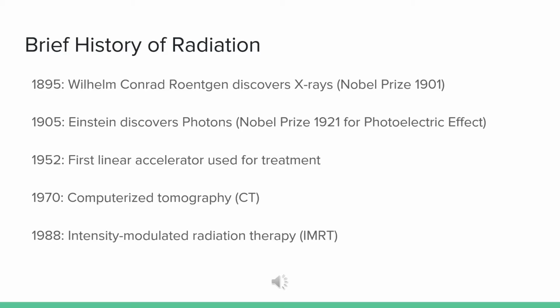To give a brief history of radiation, I'll cover some of the most important discoveries that led to radiation being such a common form of oncology today. First, in 1895, a professor named Wilhelm Conrad Röntgen discovered X-rays, for which he won a Nobel Prize in 1901. This was the first ever physics Nobel Prize won. He discovered this while working with a cathode ray tube in his lab.